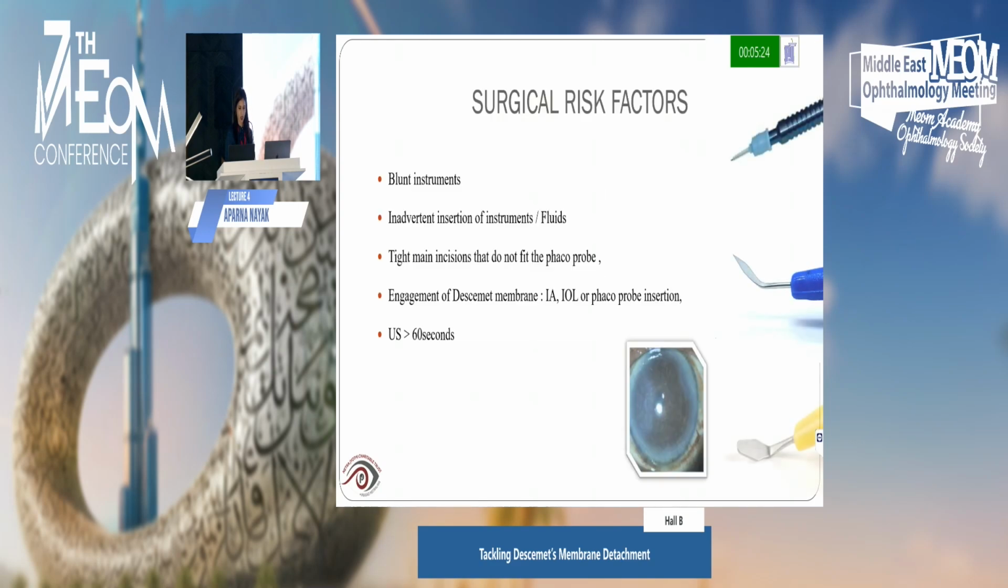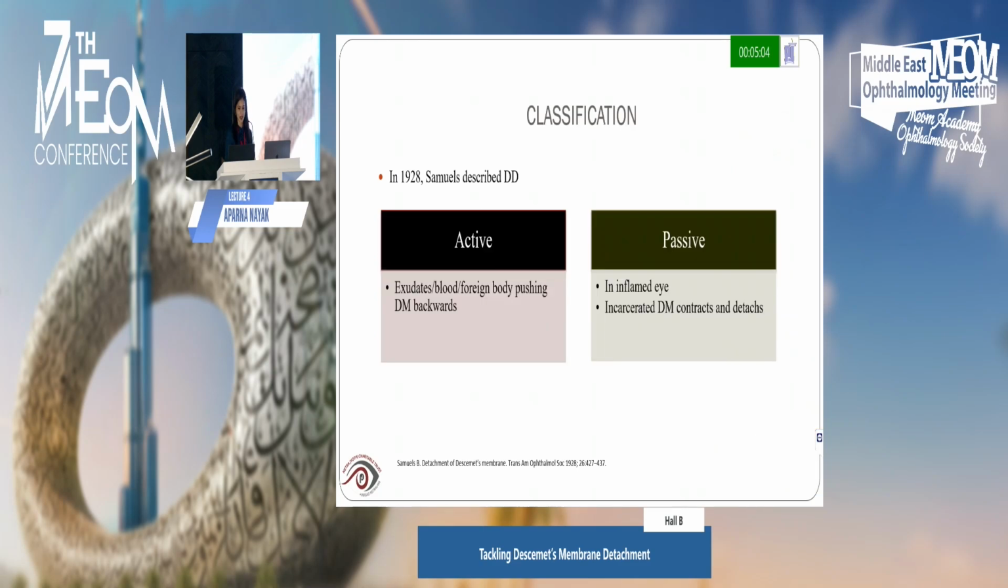Intraoperatively, it can happen in any of these surgeries, most commonly cataract surgery and also keratoplasty. It's mainly due to insertion of blunt instruments, inadvertent insertion of instruments or fluids in the anterior chamber, a tight main incision where the phaco probe doesn't really fit, and engagement of the Descemet membrane during irrigation aspiration, IOL insertion, and phaco probe insertion, and whenever the ultrasound time is more than 60 seconds.